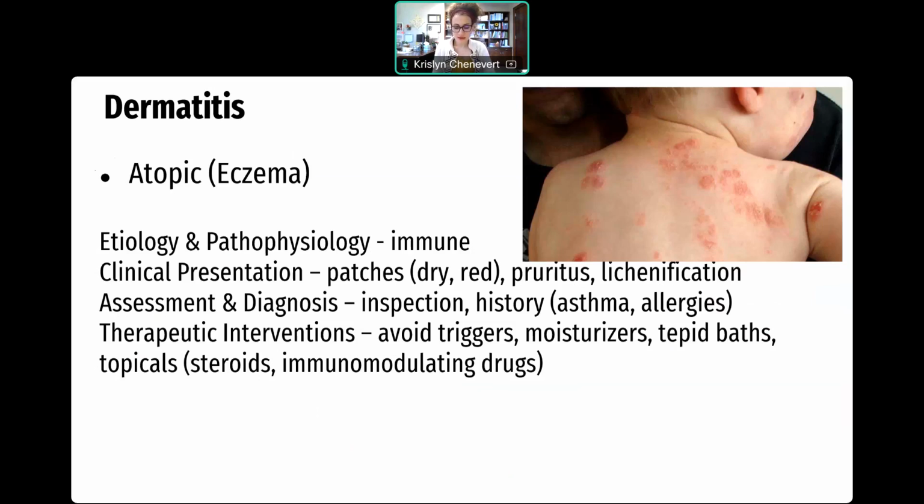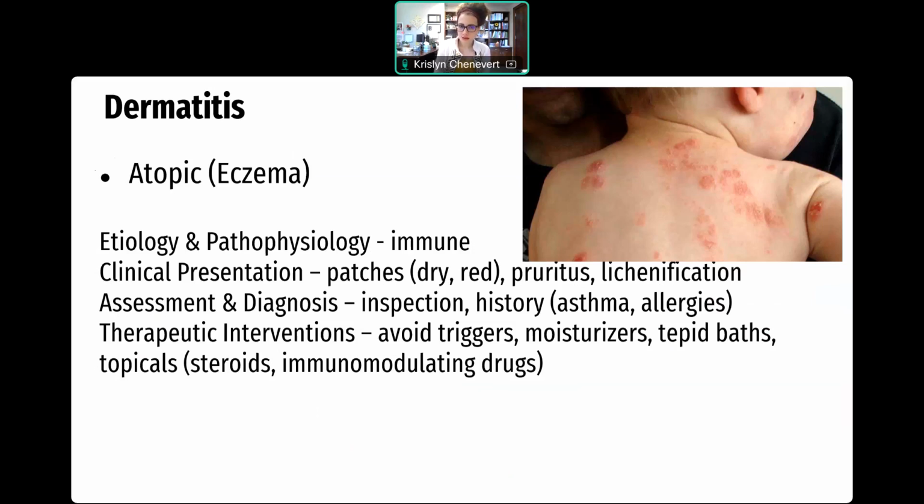Those patches are very, very itchy, and that chronic inflammation leads to something called lichenification, which is a fancy way to say that the skin in those areas gets very thick. These patients are also at increased risk for breakdown and infection because of the breach in integrity of their skin, right? And also adding insult to injury, the itching and constant scratching can cause breakdown and infection.